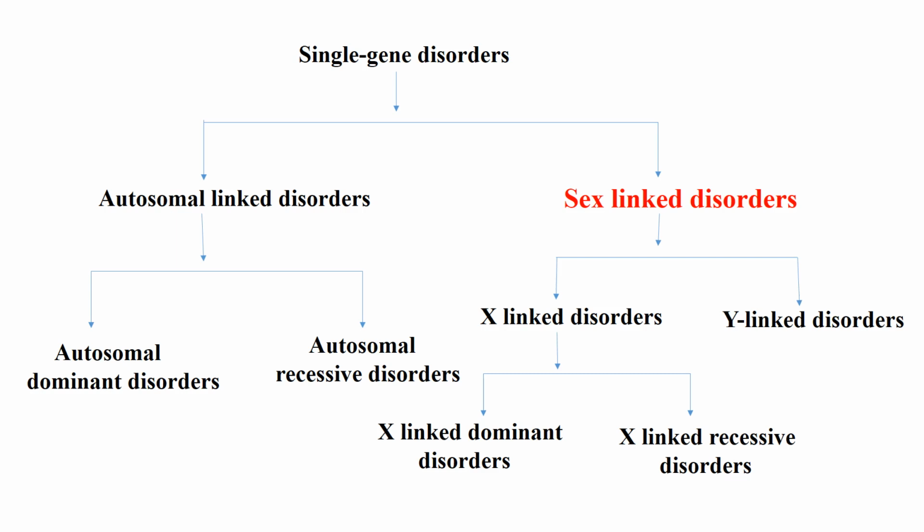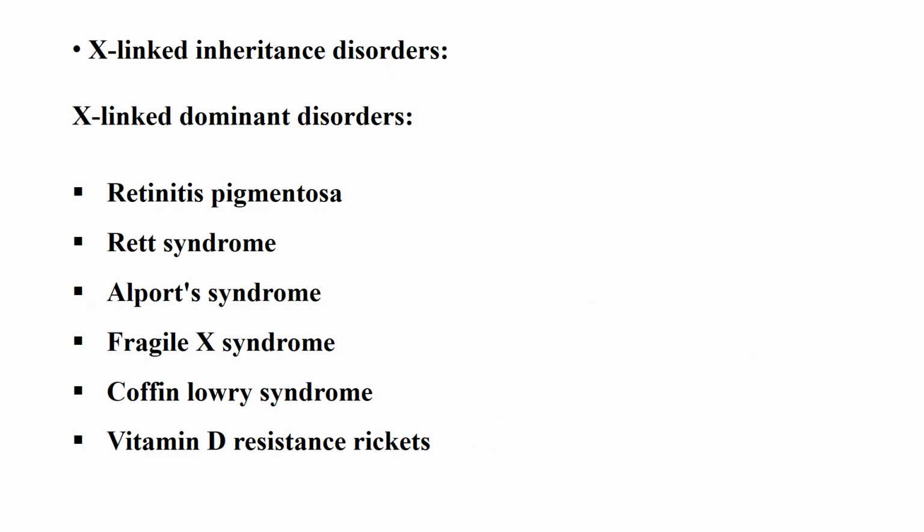We have classified single gene disorders into two main categories: autosomal linked disorders, which may be autosomal dominant or autosomal recessive disorders. Both of these have been discussed in much detail in previous lectures. Here we are going to discuss sex-linked disorders. Sex-linked disorders may be X-linked dominant, X-linked recessive, and Y-linked disorders.